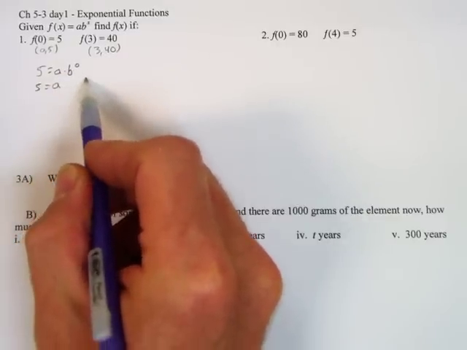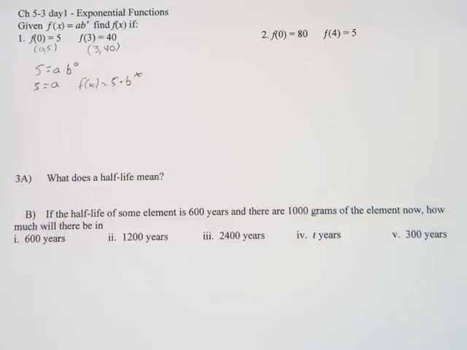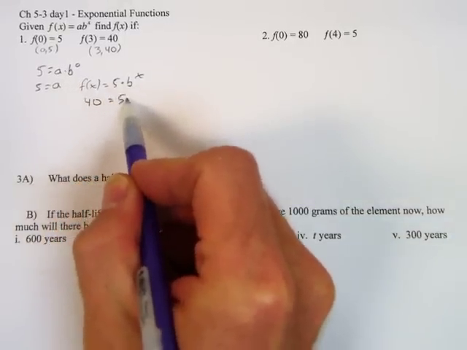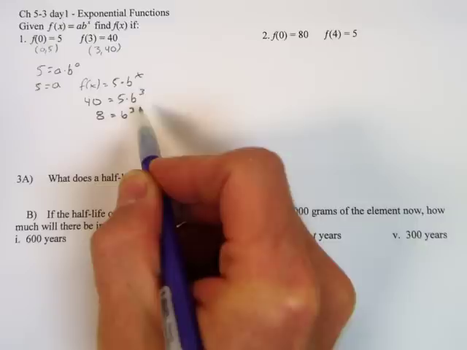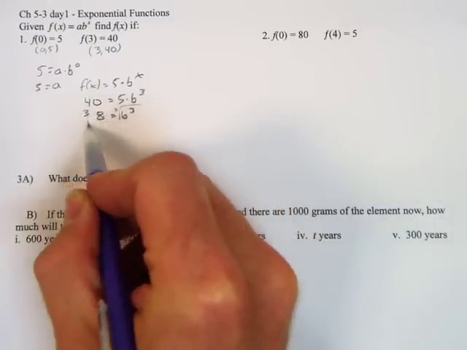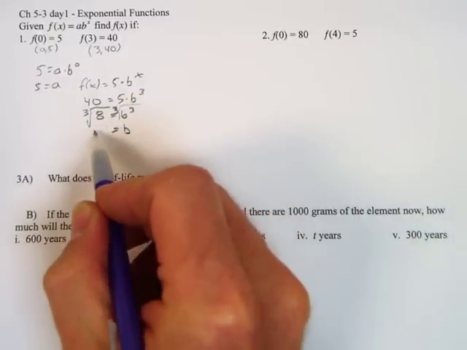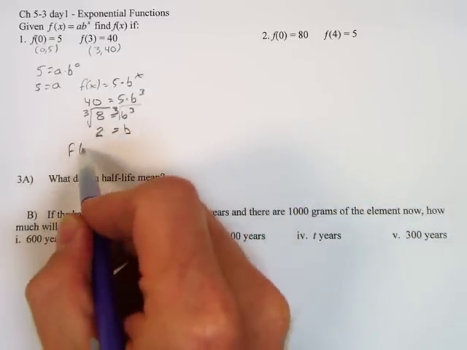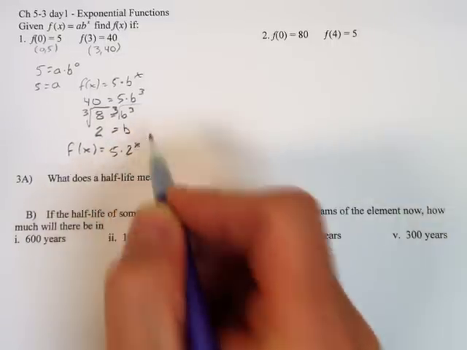Now we have the equation f of x equals 5 times b to the x, and our goal is to find b. So we can use the next point, 40 equals 5 times b cubed. So 8 equals b cubed. And then we're going to take the cube root of both sides. So the cube root of 8 is 2. Now we're not done yet because we actually need to write the equation. So f of x equals 5 times 2 to the x.